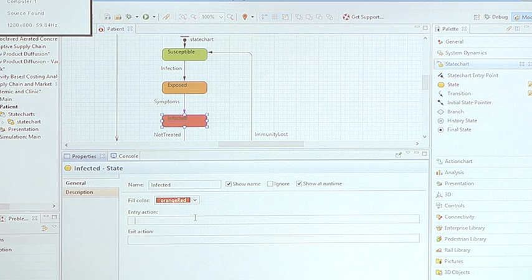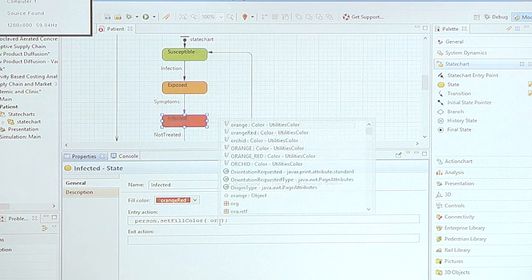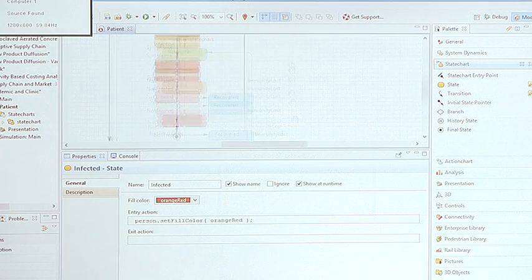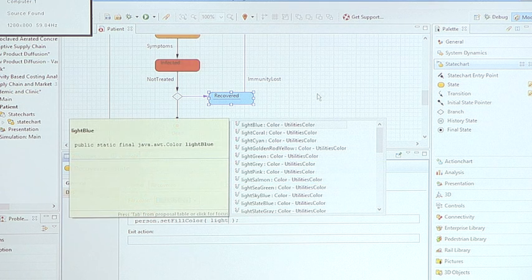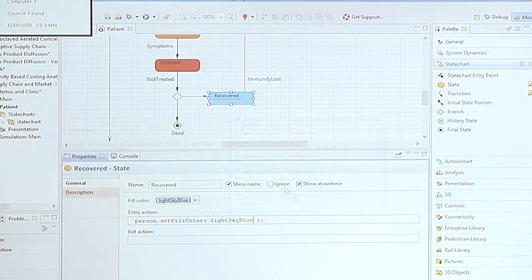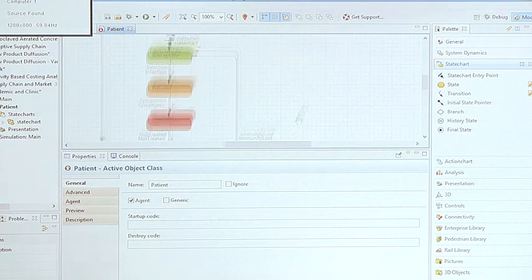Orange. This is orange red. And this is, what is it? Light sky blue, I think, yes. Okay.